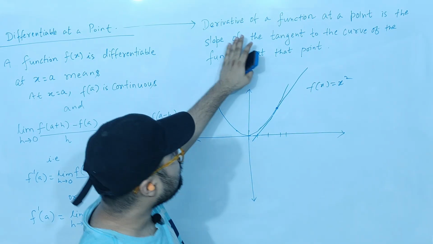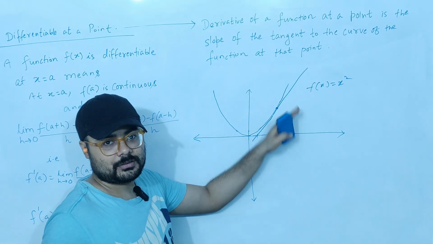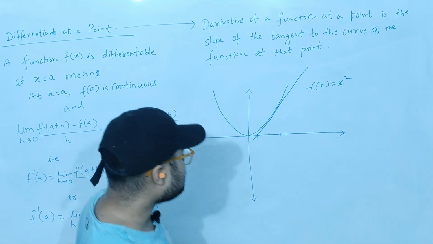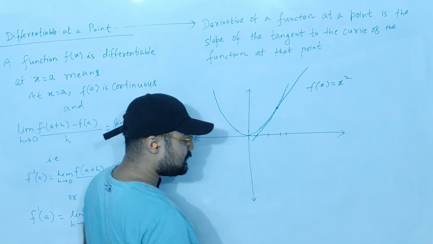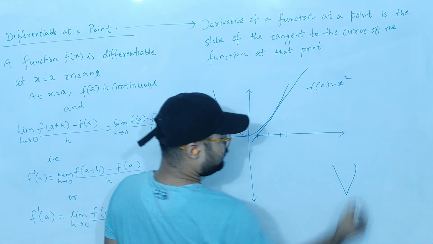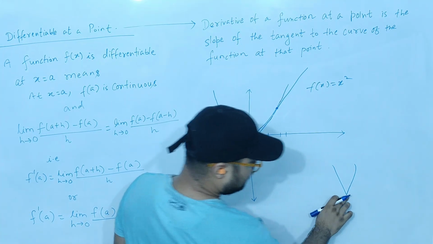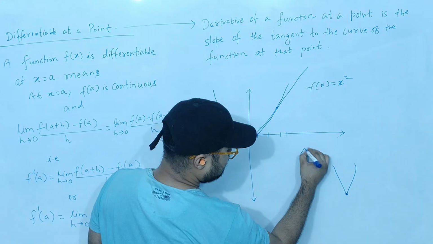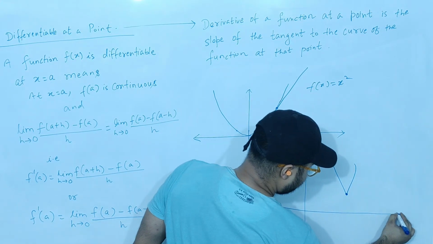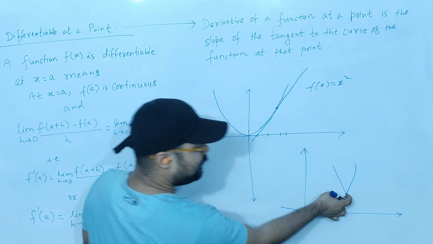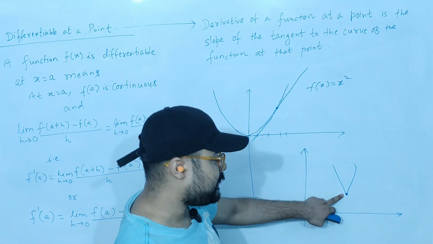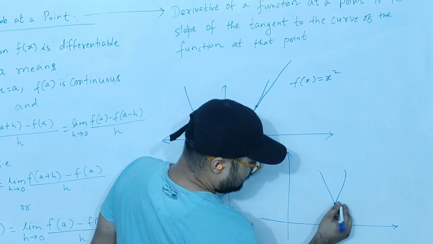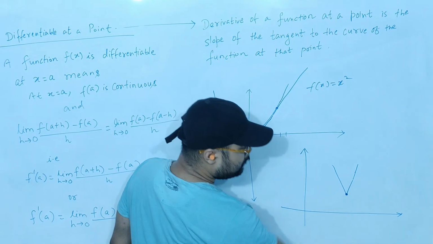For the derivative to exist at a point, it must have a unique tangent at that point. Like in this case, there is a unique tangent. Consider a sharp turn, consider a cone. At this point of the curve, if you want to find the derivative, the derivative does not exist at this point because you cannot have a unique tangent.